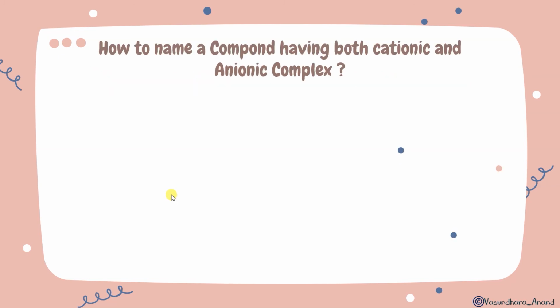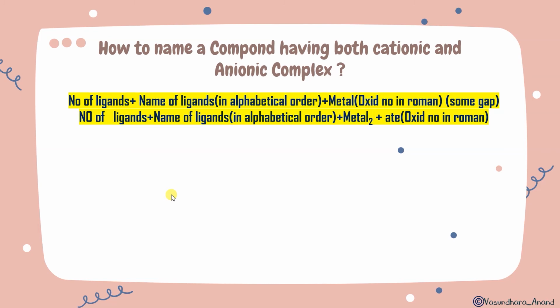Now how to name the compound which has both a cationic and an anionic complex? No issue, we will combine both formats. For the cationic complex we will drop the counter ion, and for the anionic complex we will drop the first metal. So: number of ligands, name of ligands in alphabetical order, metal, oxidation number in Roman, then a gap for the counter ion, and then the second part where we make the metal disappear. Number of ligands, name of ligands in alphabetical order, metal with the ending -ate, and oxidation number, as we saw.